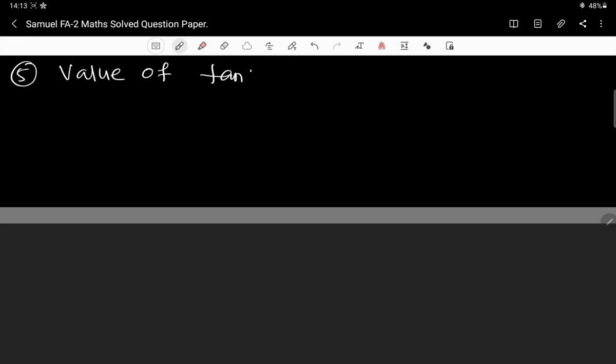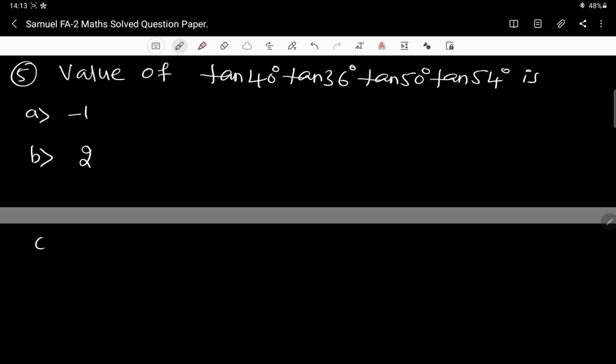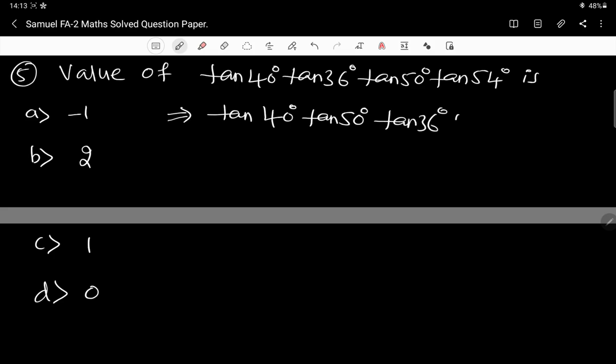Value of tan 40 degree into tan 36 degree into tan 50 degree into tan 54 degree is, alright. So here are four options. One is minus 1, another is 2, and next one is 1, and next one is 0. Definitely you don't know the values of tan 40 degree, 36 degree and all. So it is something related to complementary angle. So tan 40 degree and tan 50 degree, make them on one side. And this tan 36 degree and tan 54 degree, you make them on another side.